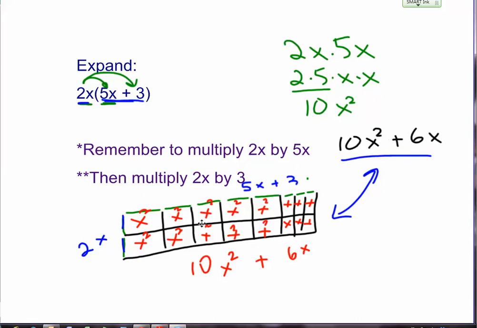These are 10 of the big x squared tiles, and these are 6 of the rectangles. And I can't put those together. So this is as simplified as I can get that, because these are different size tiles. So this rectangle is 5x plus 3 long, which is this length, and 2x wide. And if I fill it in with the tiles to make a rectangle, you can see the 10x squared here and the 6x is here.